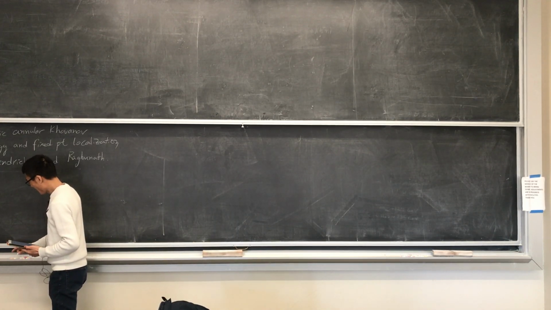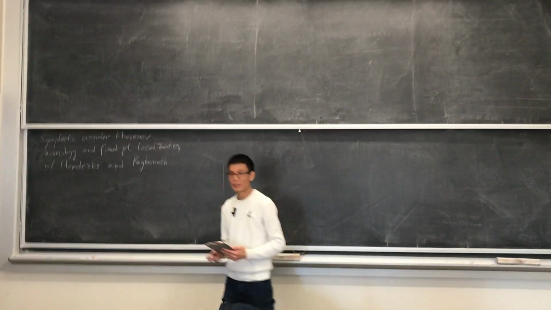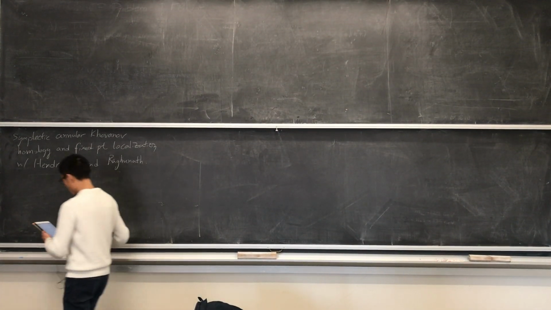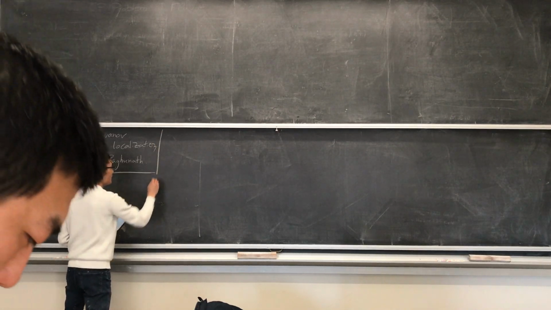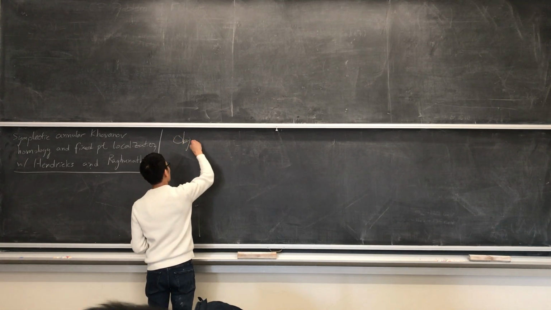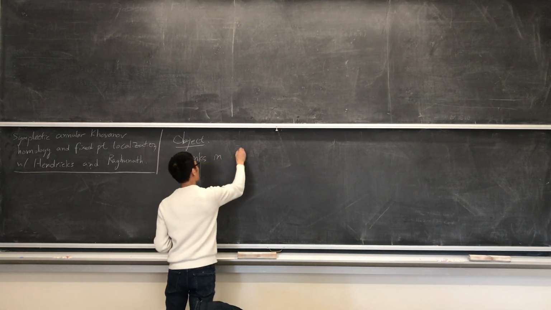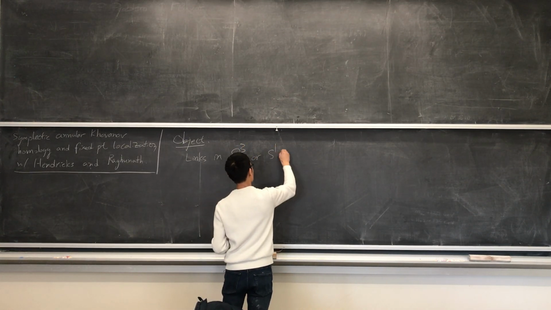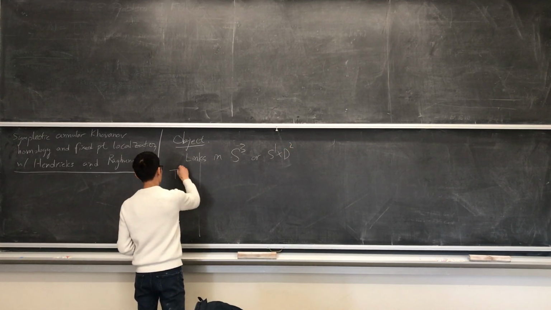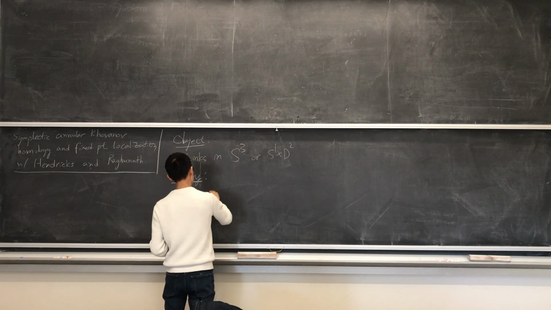I received guidance saying that I should be more specific and make it clear what I'm going to do at the very beginning of my talk. So let me make it very explicit and basic. The object that I'm going to study is some link in S3 or S1 cross D2, up to smooth isotopy. And the theory that I want to talk about is Khovanov homology.